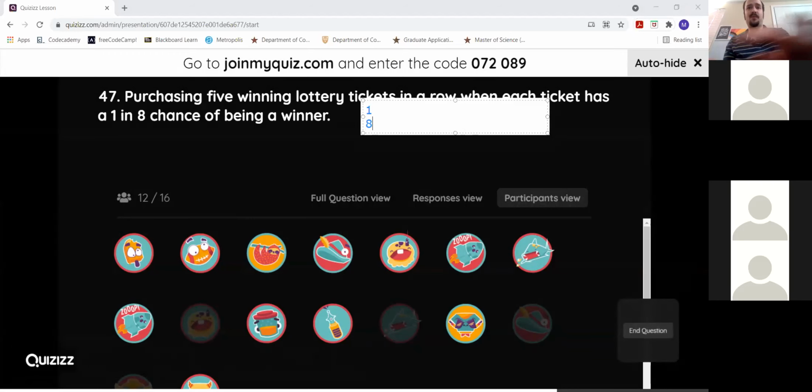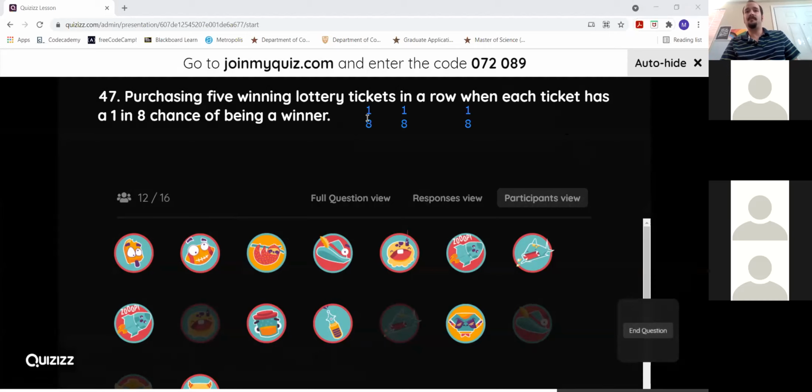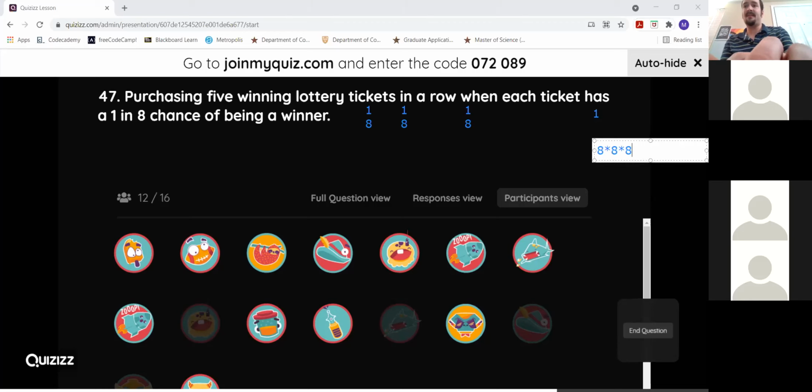So the probability of my first one is what? 1/8. The probability of my second one is also 1/8. The probability of my third one is also 1/8. And I'm doing this how many times? 5 times? 5 times 1/8 equals 5/8? Not 5 times 1/8. No. You've got to do 1/8 times 1/8 times 1/8. So on the top, it should be 1, right? On the bottom, it should be 8 to the 5th, not 5 times 8. 8 times 8 times 8 times 8 times 8.